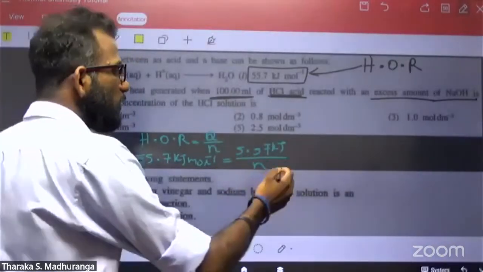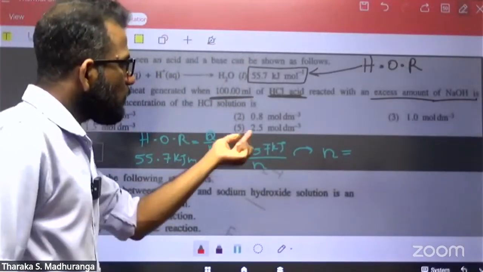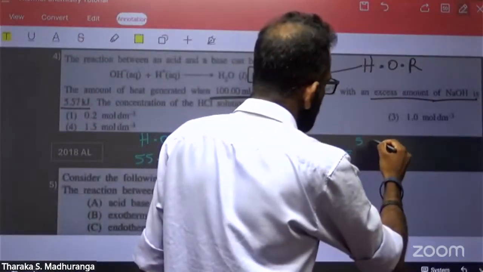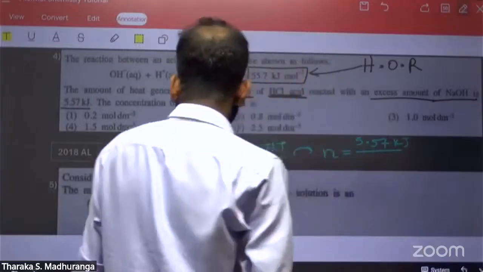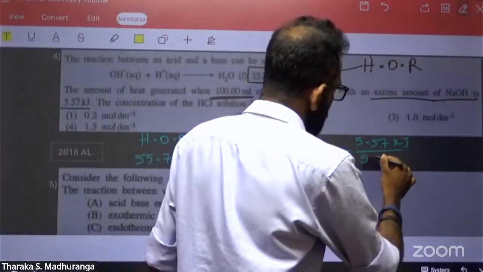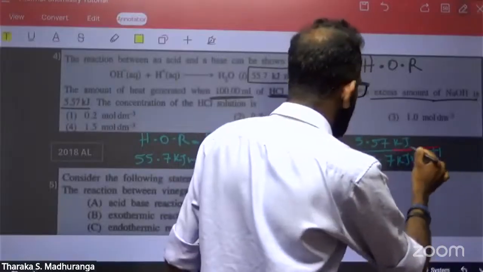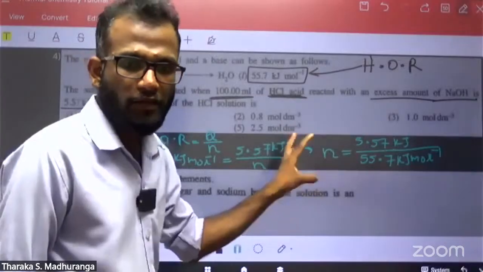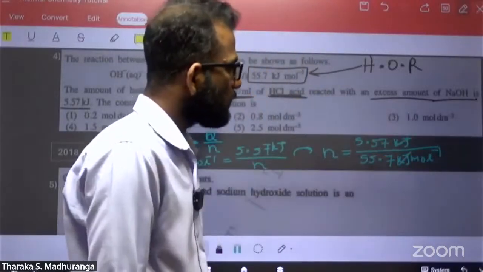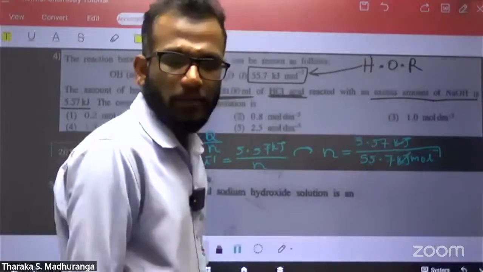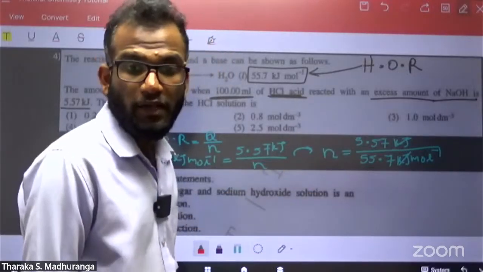Now I am going to calculate the number of moles by this equation. Number of moles n equals 5.57 kilojoule divided by 55.7 kilojoule mol minus 1. I isolated the n. Now what is this value? Kilojoule to kilojoule cancel out. You can understand that. 5.57 divided by 55.7. Then what is the answer?